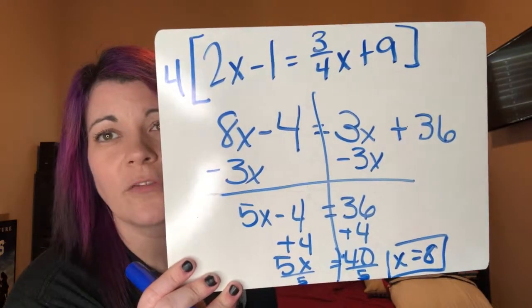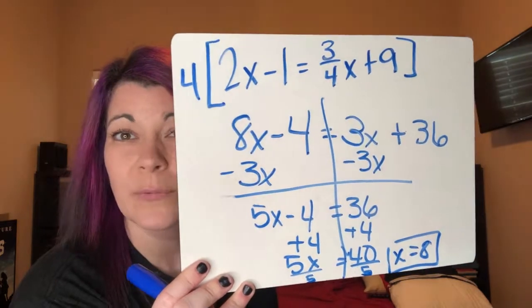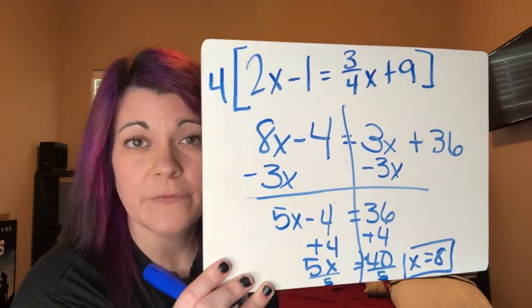So again, once we multiplied through by that 4, it made it quite easy, and we have a simple solving equations with variables on both sides. Okay, let's do another one. One more here with fractions, and then we'll move on to decimals.